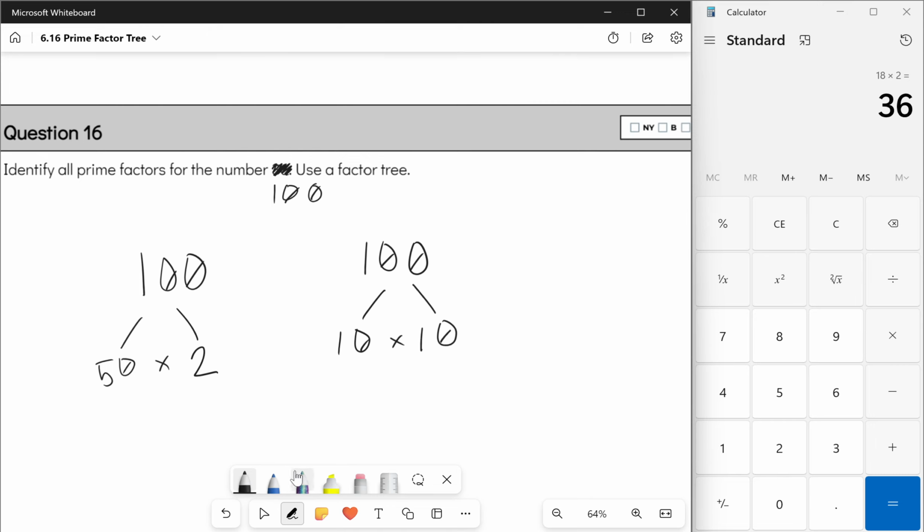2, we know from our previous question, is a prime number. I can give that a nice circle right off the bat. But our numbers here, we've got 50 over here, we've got 10, 10. I know just by looking at them that we can divide these further. For instance, 50 can be divided into 5 and 10. Easy peasy. 5 times 10 equals 50.